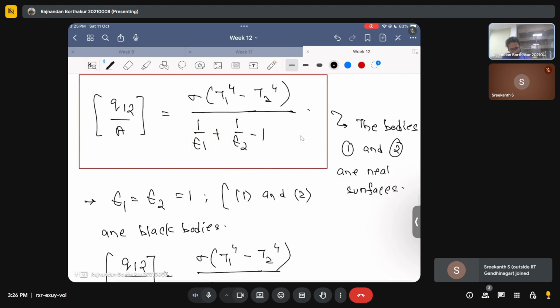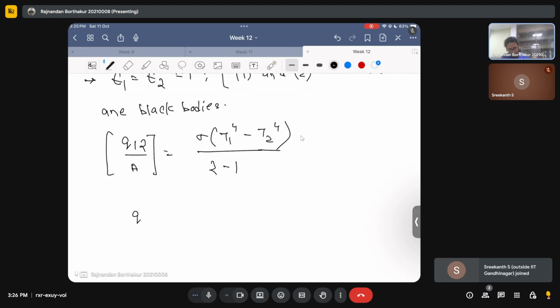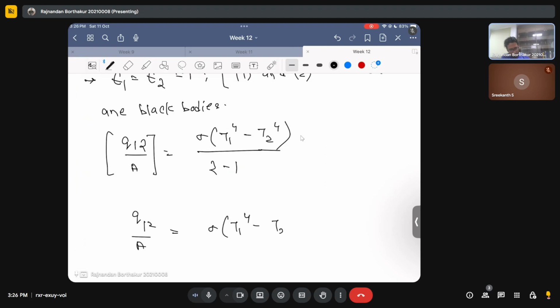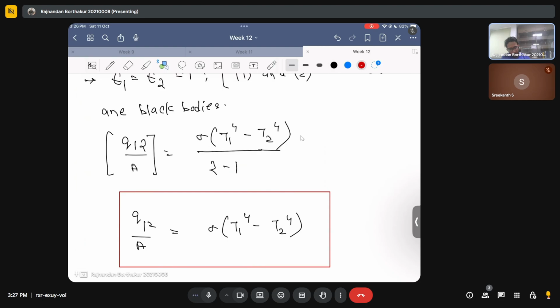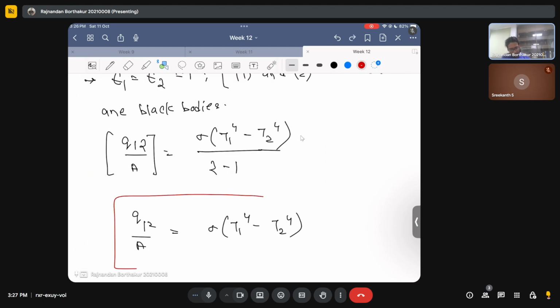Which means you can now see that your expression is just going to be q12 by the area is just going to be sigma times of T1 raised to the power 4 minus T2 raised to the power 4, which again is nothing but the Stefan-Boltzmann law applied to the fact that there is a net heat transfer taking place between the two bodies, provided their temperatures are T1 and T2, and of course the fact that the view factors of the one with respect to the other, that is F12 or F21, are basically equal to 1.